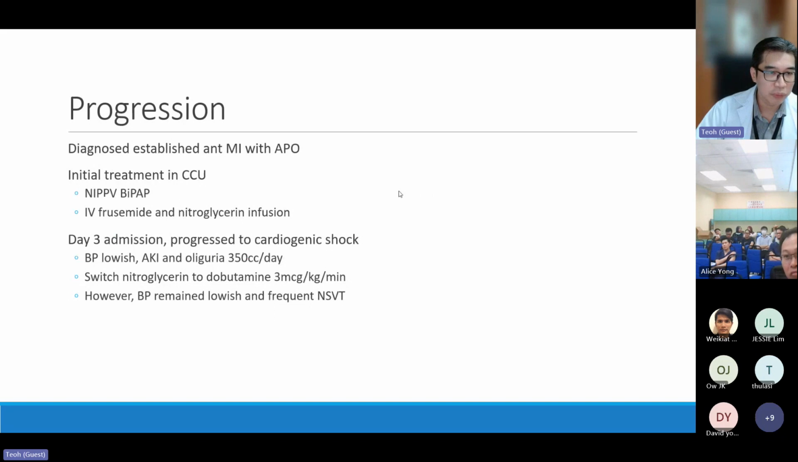The blood pressure is lowish, acute kidney injury set in, and oliguria again with 350 cc per day of urine output. And of course, switched the nitroglycerin to dobutamine, 3 mcg per kg per minute. But after starting this dobutamine, the BP still remained lowish, and it caused more problems, frequent non-sustained VT.